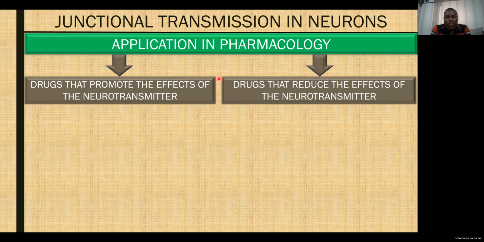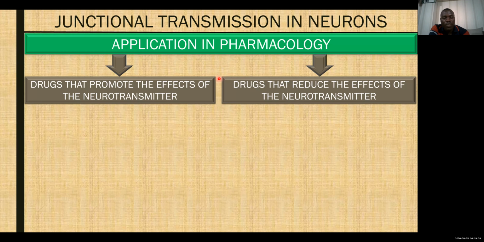When you want to manufacture drugs, there are two things to think about. You can have a drug that promotes the effects of the neurotransmitter, but you can also have drugs which reduce the effects of the neurotransmitter. Let's take an example of a chemical synapse that uses adrenaline as the neurotransmitter.